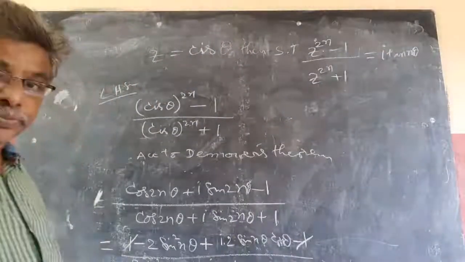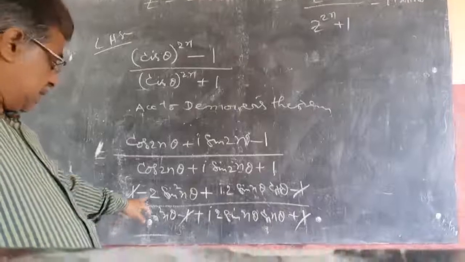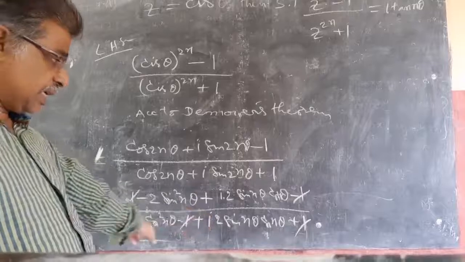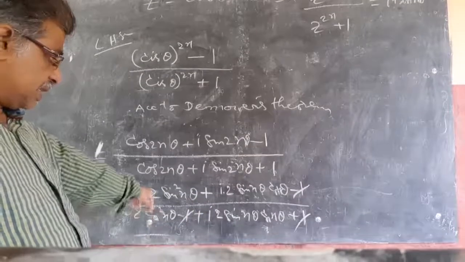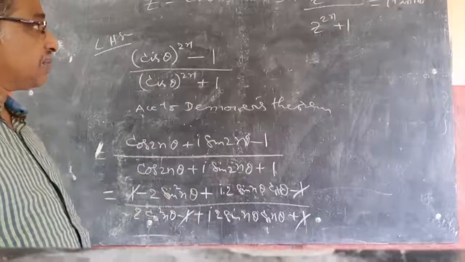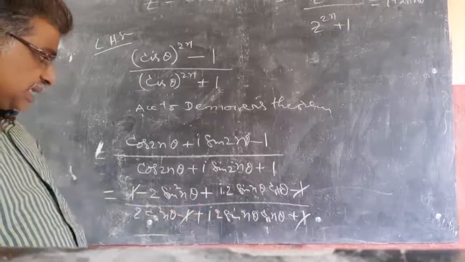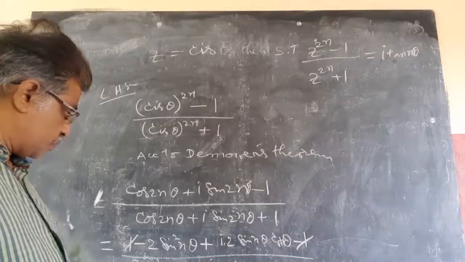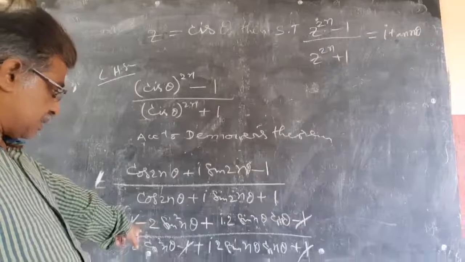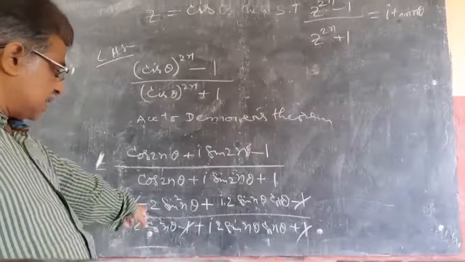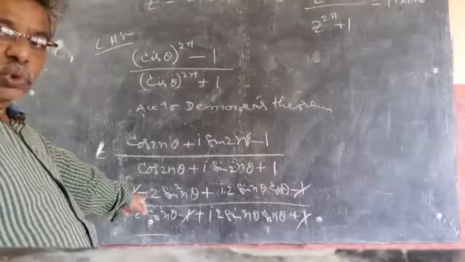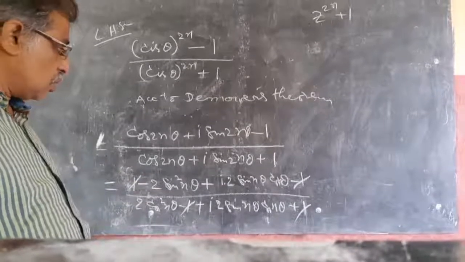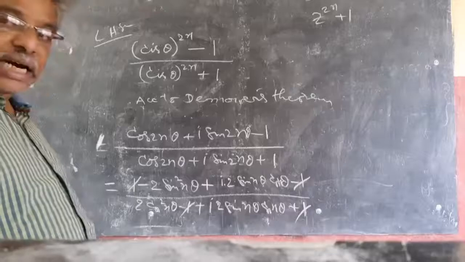Now, from the numerator, I can take 2 sin n theta common, and from the denominator, I can take 2 cos n theta common. So I will go further. Here, this minus is there. I will write as minus 2 i square, because i square is minus 1, automatically it becomes plus first. So 2i sin n theta I will take common in the numerator.